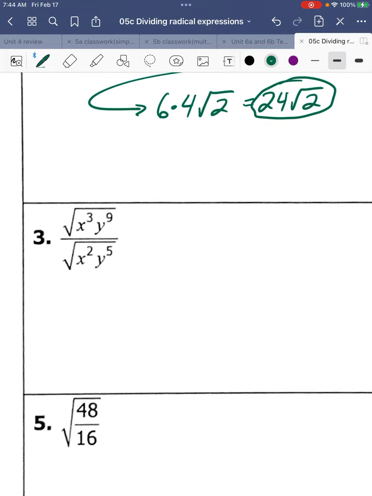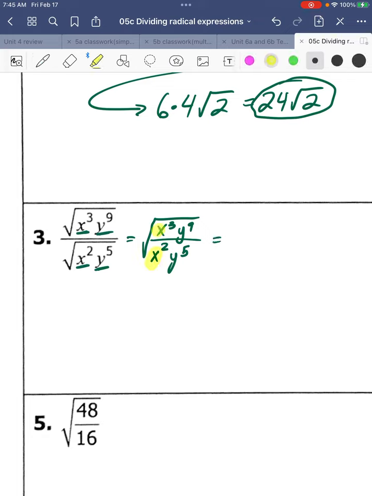I'm going to skip the fourth roots. Let's go to number 3. I can see I have like bases, so I can simplify, and I'm going to combine them under one radical: x to the third, y to the ninth over x squared, y to the fifth. When I'm simplifying, look at our like bases. With division, you are subtracting the exponents.